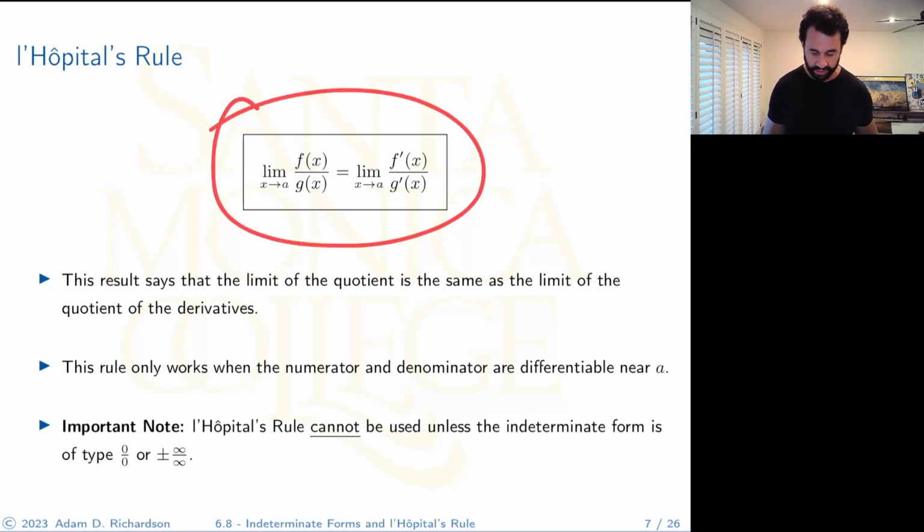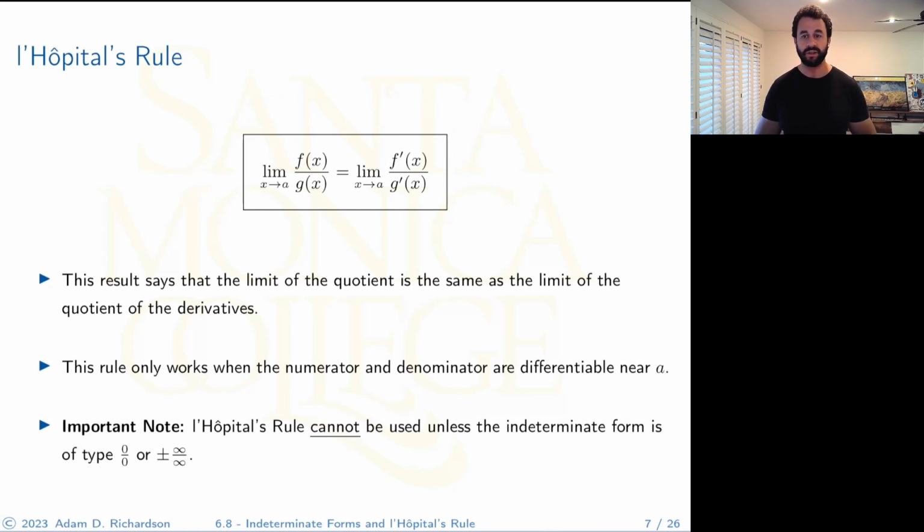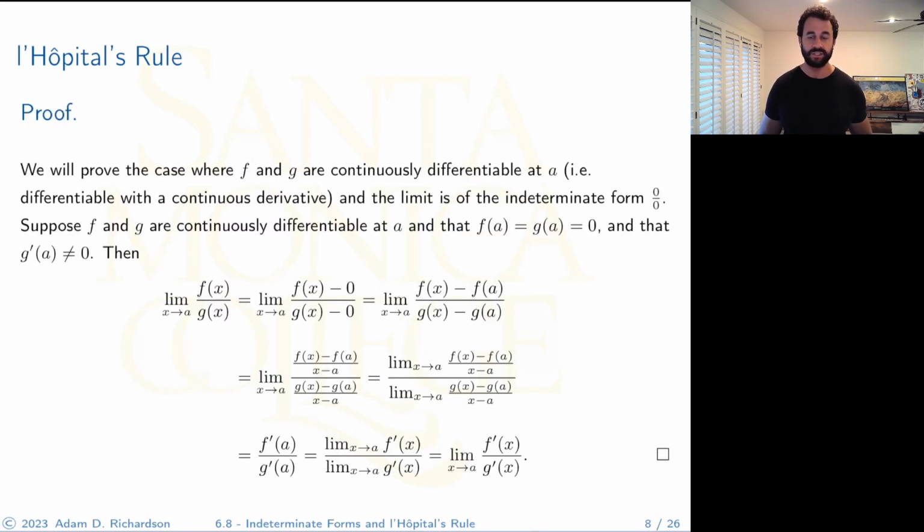So I am making a pretty bold claim here that you can just differentiate the numerator and the denominator and the limit will be the same. That's a pretty bold claim. So let's prove it. We're going to prove a simpler case just to save a little bit of time. We're going to prove the case where f and g are continuously differentiable at a. So what that means is that these functions are differentiable and their derivative is also continuous. So in other words, f prime is continuous and g prime is continuous at this number a. All right. We're also just going to assume that the indeterminate form is of type 0 over 0.